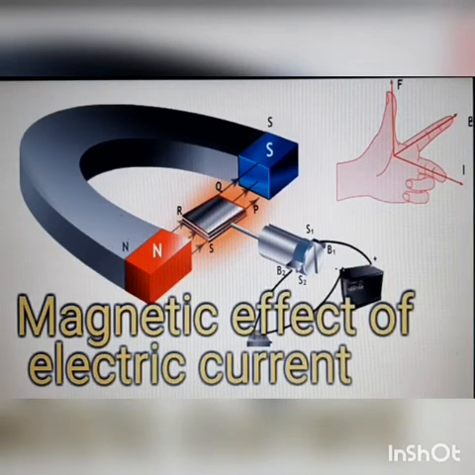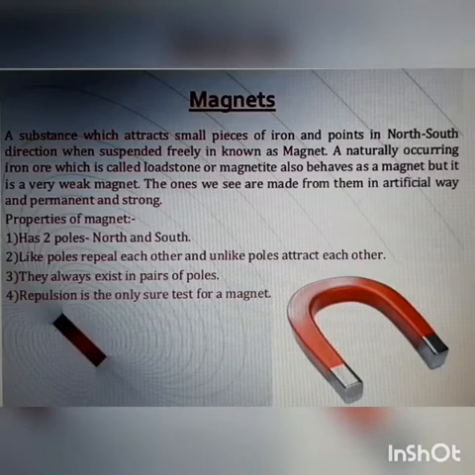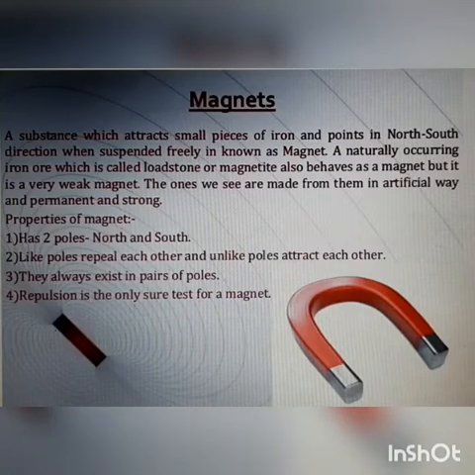Today, I am going to start the explanation of a new chapter, Magnetic Effect of Electric Current. So let's begin. Today, our first topic of discussion is magnets. We all have used magnets at some point of time in our life.